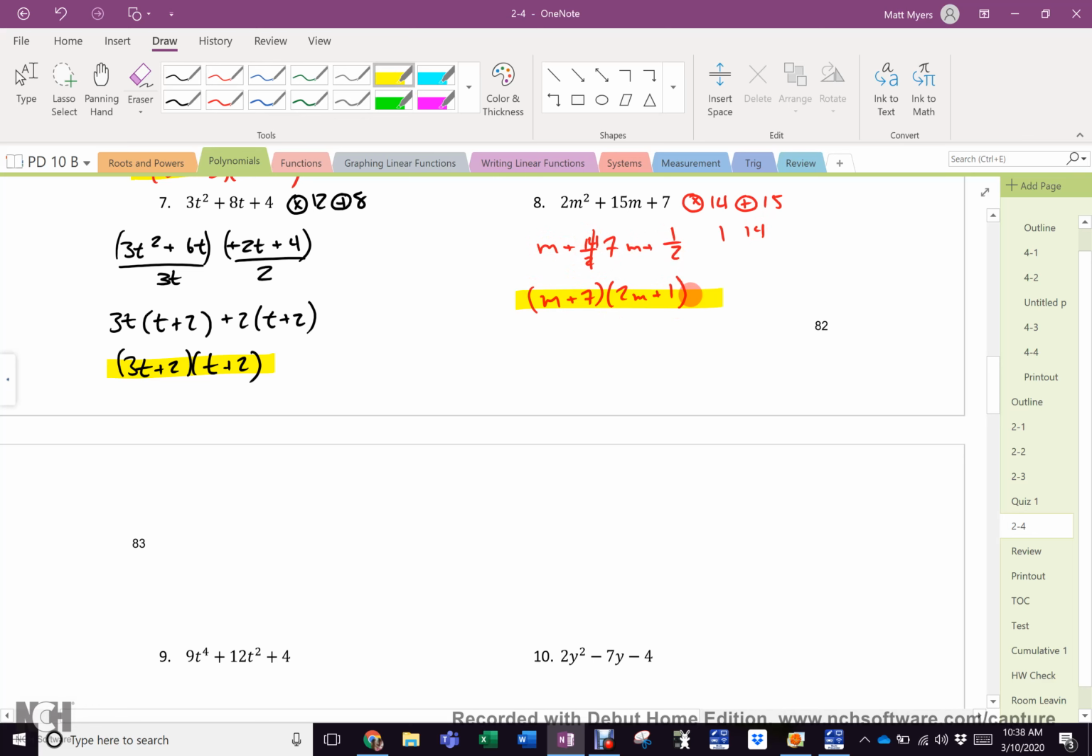I did decomp and divide and slide. Whatever method you did, you should have come up with the same answers.